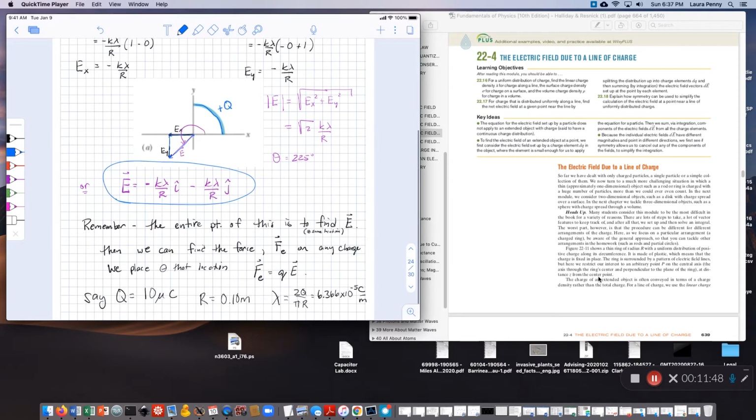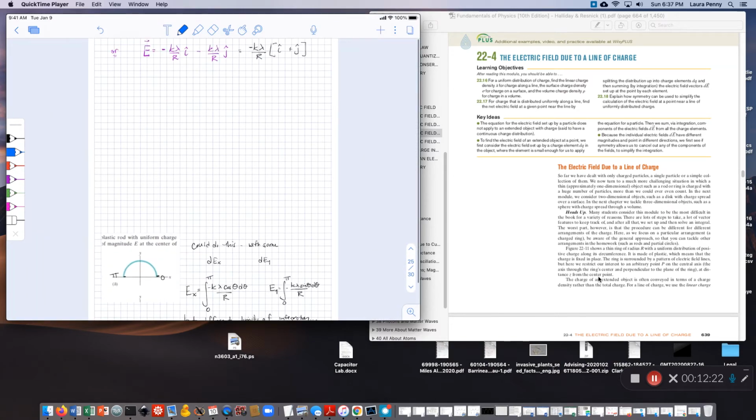I can't stress enough that the reason we're doing this is to find the electric field at some location. Because if I know the electric field at that location, then I can find the force on a charge at that location. So say, for example, in our problem here that I had a Q of a positive 10 microcoulombs and the R was 0.1 meter. Going back, remember this was my equation for my lambda, it would be this much.